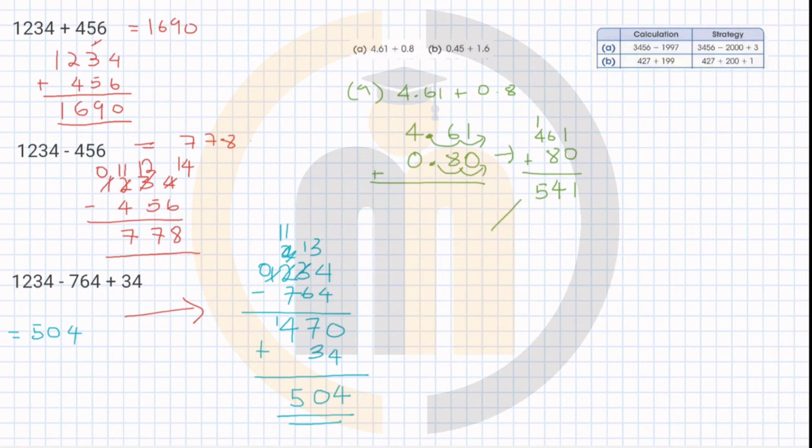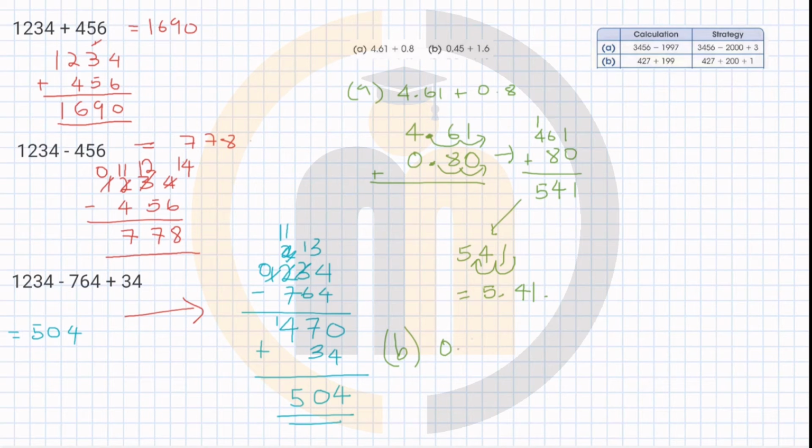Alright, so now the answer is 541, but you have to bring it back in decimals. So you have to put back the two decimal places as before. So from the right to the left, 1, 2. So your answer here is 5.41. Alright, now similar to that we have B, so let's do B as well.